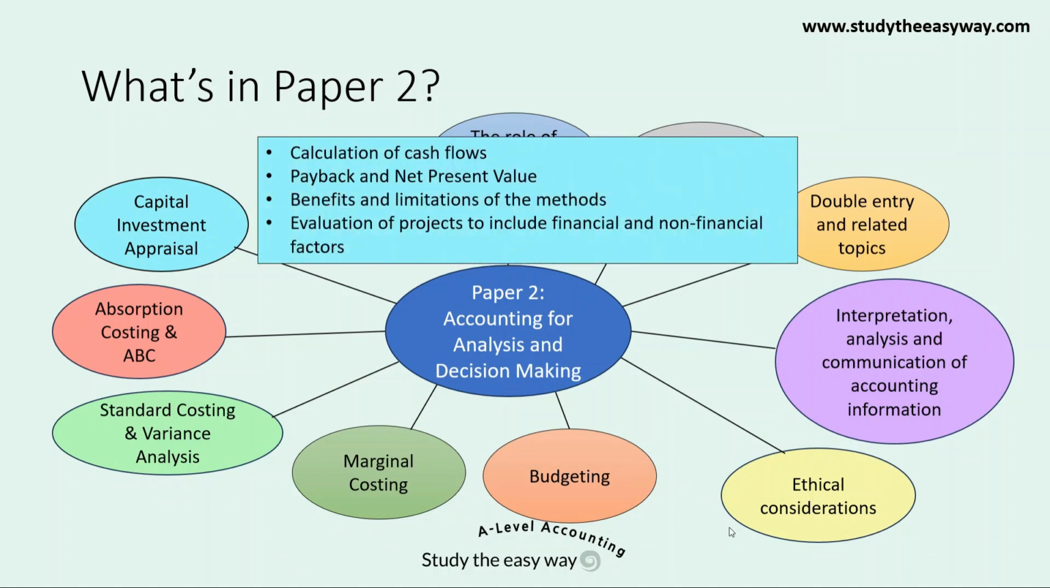The final section in management accounting is capital investment appraisal. The two methods covered are payback and net present value. You'll need to be able to calculate a payback period and a net present value using discount factors, which are provided for you in the exam. You'll need to be able to evaluate a proposal using financial information that you may have calculated, and these often include non-financial factors in your analysis too.